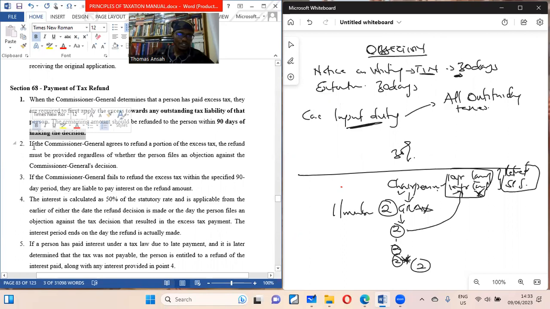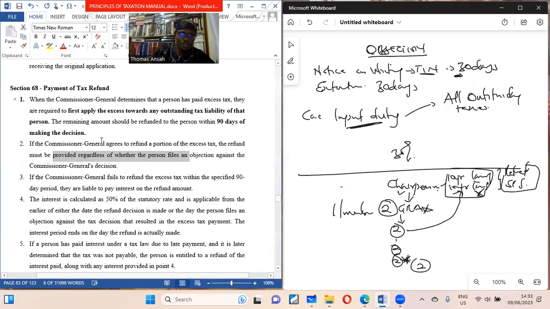So if the Commissioner General agrees for the refund, the refund must be provided regardless of whether the person files objection or not. So it has to be provided. Where the Commissioner General fails to refund the excess within the specified 90-day period, they are liable to pay interest. The Commissioner General is liable to pay you interest.